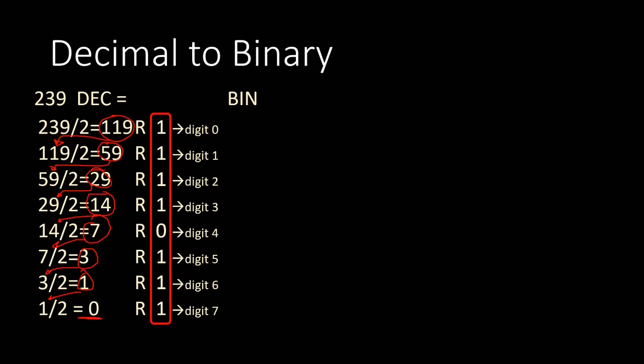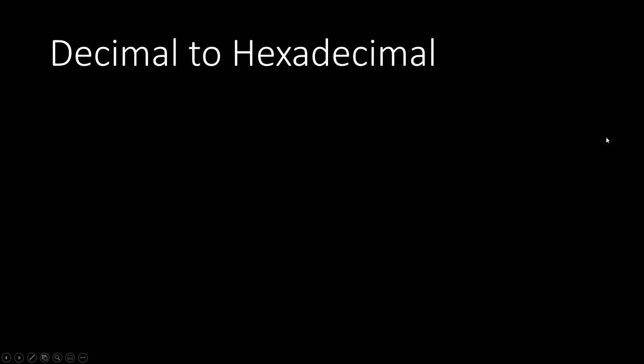Now we take these digits and we map them into digits 0, 1, 2, 3, 4, 5, 6, and 7. And this way we get the equivalent. So 239 decimal equals 11101111 binary.